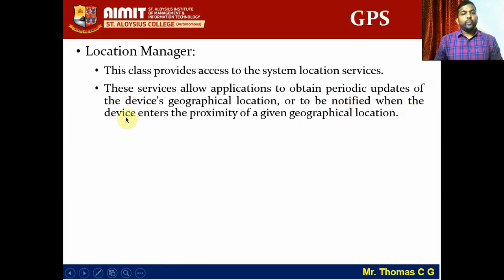You'll be notified when the device enters the proximity of a given geographical location. This happens, for example, if you are at a spa and you get a message asking how was your experience at the spa. How is that understood by the system? Because the spa has a fixed geographical location, and when you moved into that location, the proximity of that location triggers that kind of code. So that also is given by the location manager.